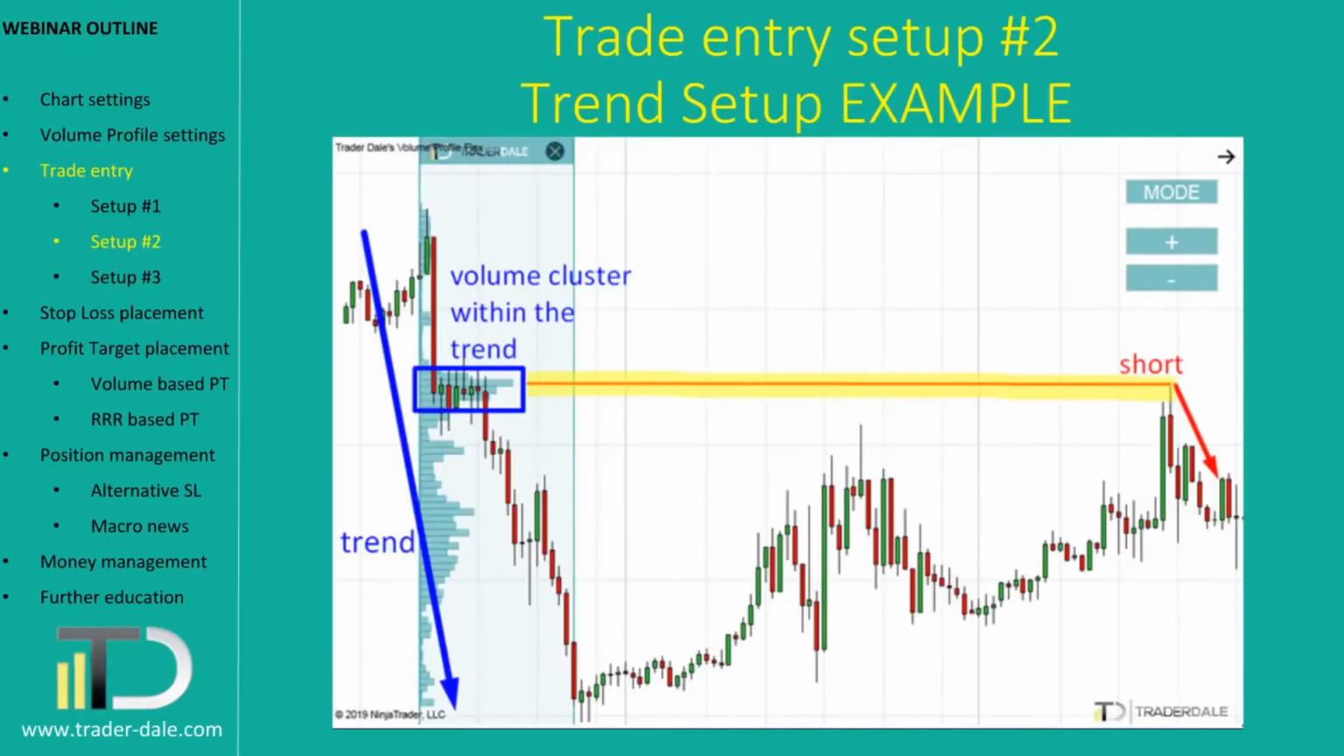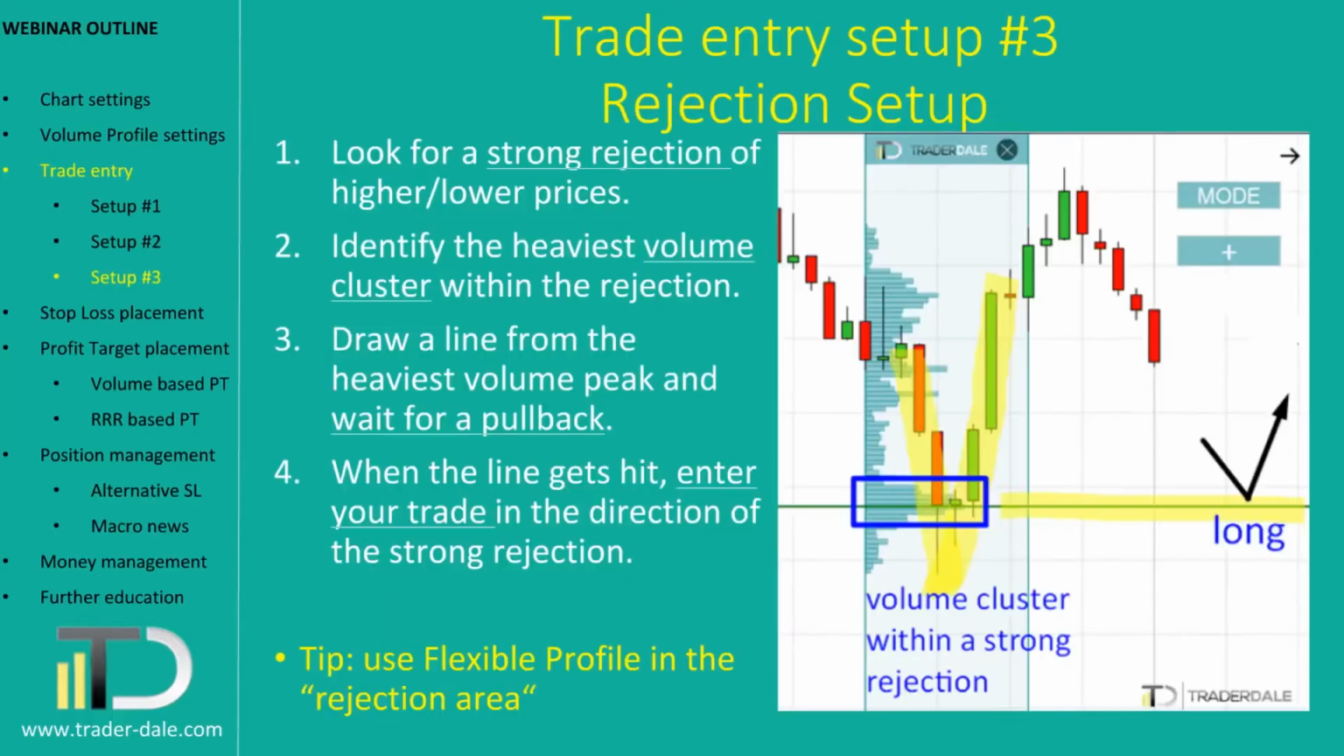Let's have a look at one more example. In this case, there is a downtrend. As you can see, I used the volume profile for the whole downtrend area. I identified the strong volume cluster within this trend. I draw a red line from the place where the volumes were the heaviest. I was waiting for a pullback. When the price hit the level, I went short. Alright, so this is how you use the trend setup.